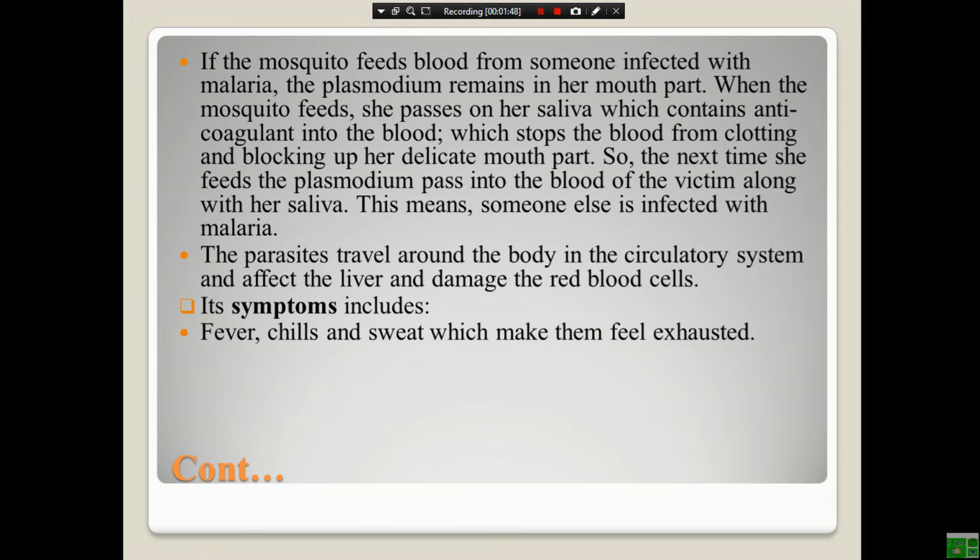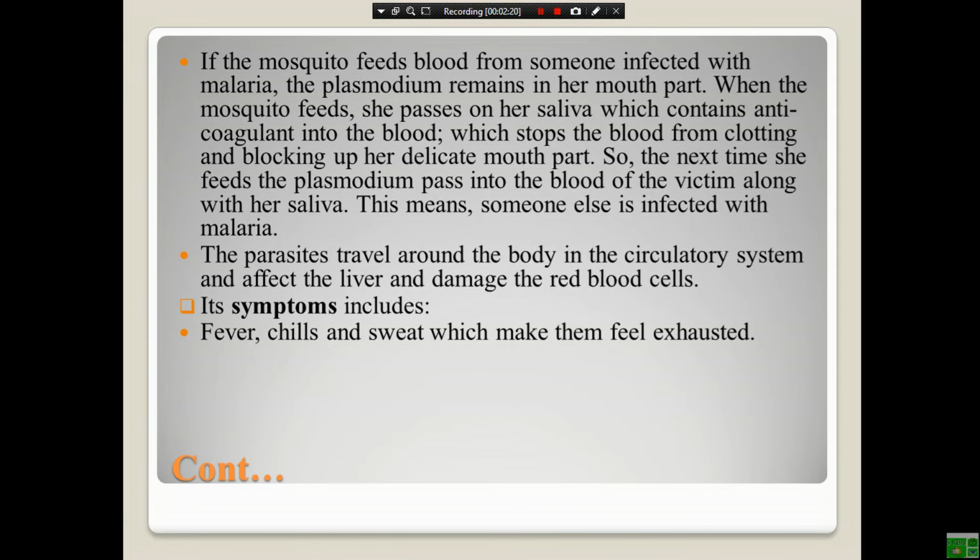If the mosquito feeds on blood from someone infected with malaria, the Plasmodium remains in her mouth part. When the mosquito feeds, she passes on her saliva, which contains an anticoagulant, into the blood, which stops the blood from clotting and blocking up her delicate mouth part. So the next time she feeds, the Plasmodium passes into the blood of the victim along with her saliva. This means someone else is infected with malaria.